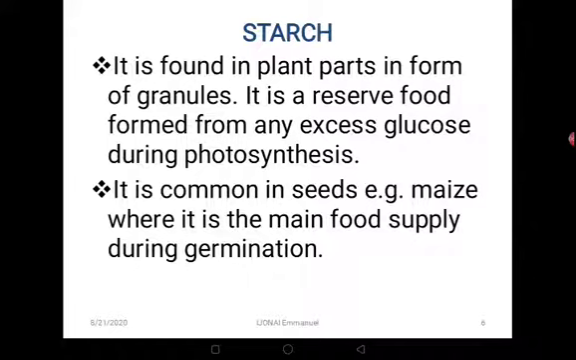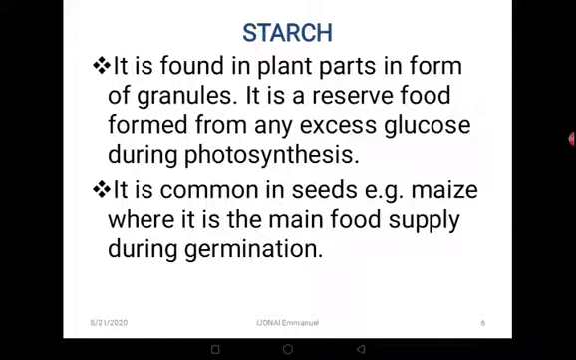And like we mentioned earlier, starch is found in plant parts in the form of starch granules. So it is usually stored in the plant cells as starch what? Granules. And it's a reserve food formed from any excess glucose during photosynthesis. So after photosynthesis has taken place, the first product there is glucose. But in case glucose is not used by the cell at that moment and is in excess, it can easily be converted to starch and stored as starch granules in plant cells.